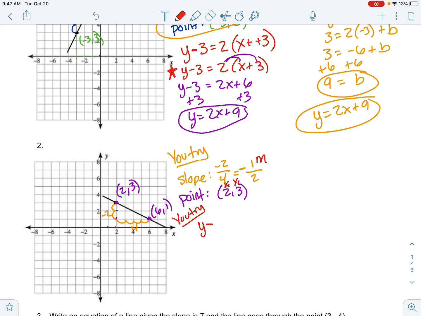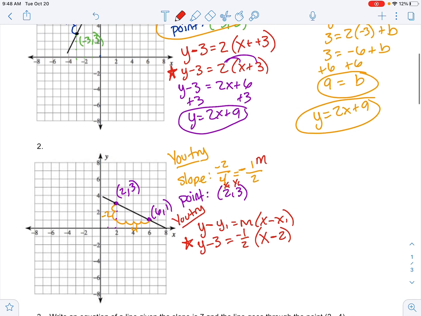All right, so point slope form, we have y minus y1 equals m times x minus x1. So y minus my y1 is 3. My m we found to be -1/2. My x stays x. My x1 is 2. So here's your point slope form. Now we're going to go ahead and practice solving.